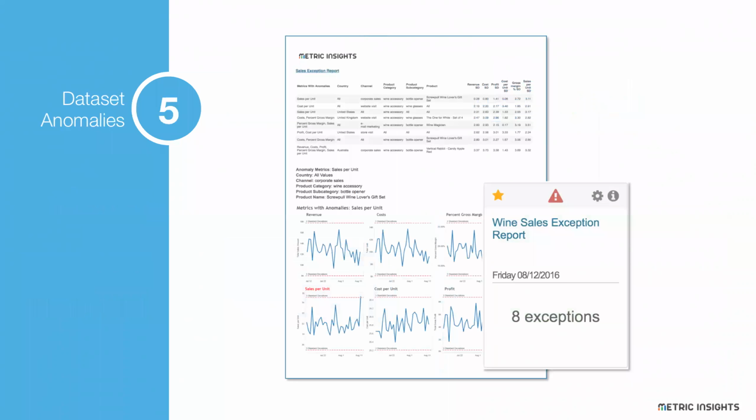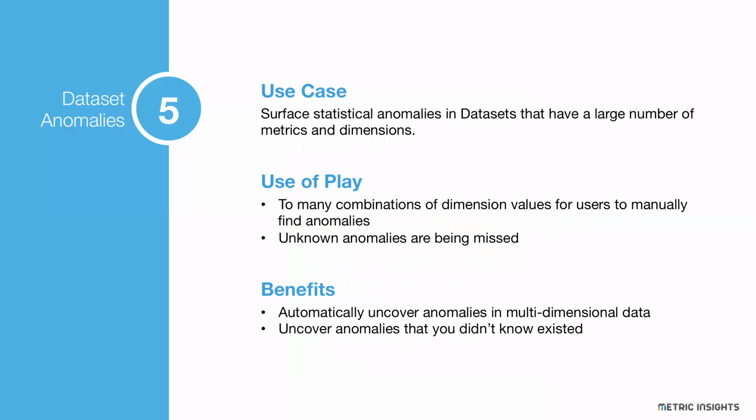Okay, 2 more to go. The next one, and we're getting slightly more complex as we go here, is the concept of what we call Dataset Anomalies. This is really where you have highly dimensional data, by which I mean you have metrics that you want to segment in many different ways to figure out what's going on. This is common in marketing use cases, where you're looking at campaigns by different demographics, locations, products, etc. You have highly dimensional data and a lot of metrics.